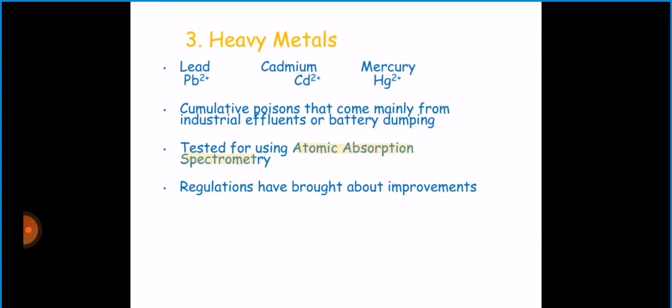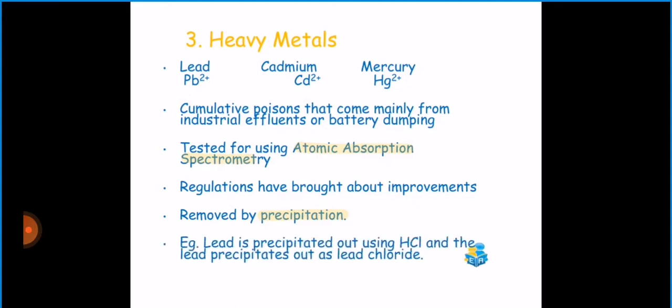Regulations have been brought about to reduce pollution by heavy metals. Pollution by heavy metals can be removed by a process called precipitation. An example is that lead is precipitated out from water using hydrochloric acid. And when the lead is precipitated out, it precipitates out as lead chloride.